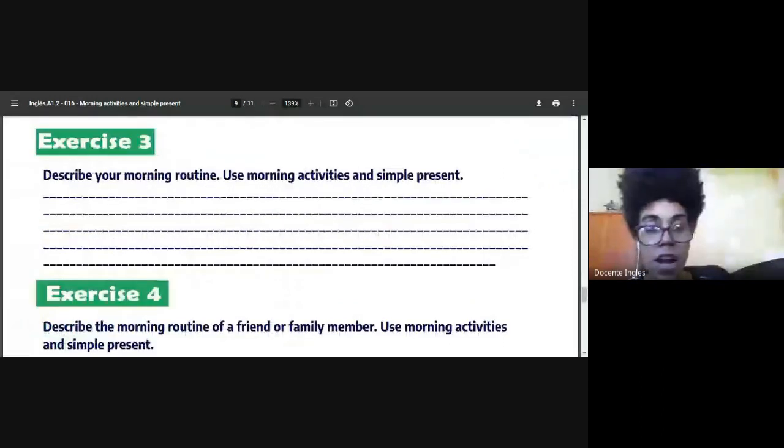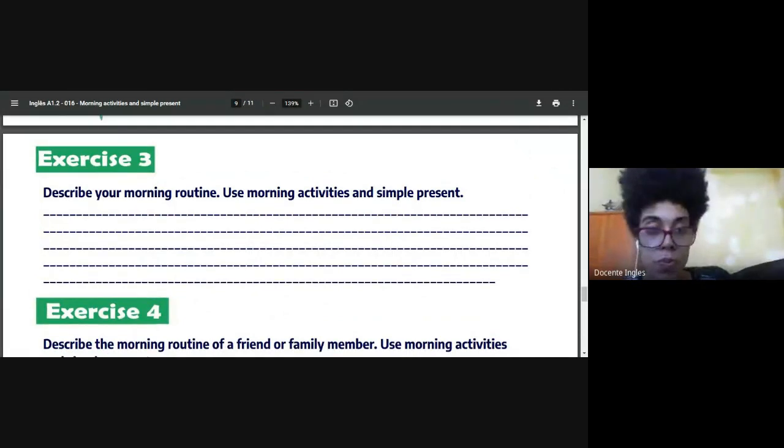Perfect. Let's move on. Now, exercises 3 and 4 are very interesting because I want to know about you. So describe your morning routine. Use morning activities and simple present. So everything that we saw from the beginning up to now, I would like to know about you. What is your routine? Okay, so I'm going to give you a few minutes. You can just pause the video and come back to see my example. All right, and you can check to see if the structure is similar, if you have any doubts, and etc. All right, so pause the video, take your time, do the activity, and then come back to check my example.